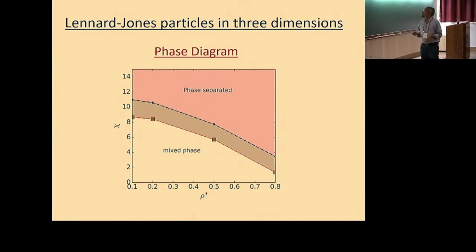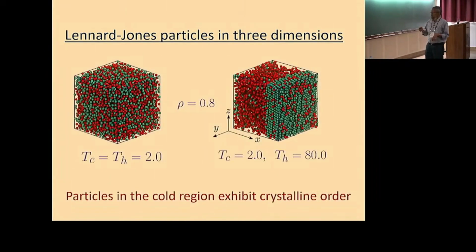The next thing that we see is the same system, Lennard-Jones particles in two dimensions, and then there are two different temperatures. So this is the initial state where the cold and the hot temperature are the same, and we have a mixed system where the two kinds of particles are not any different. They're all mixed up.